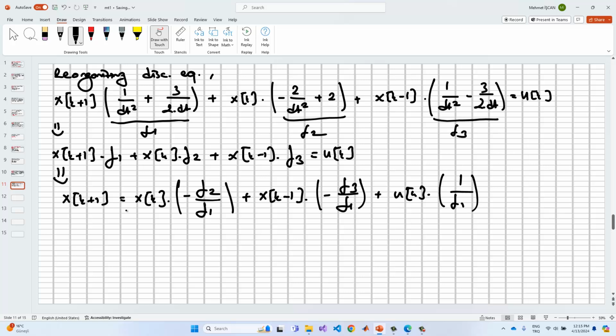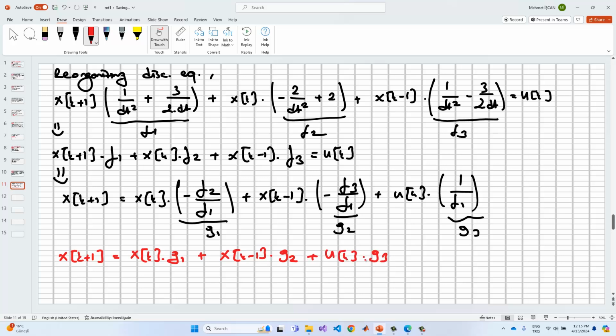divided by f1, plus uk is simply divided by what? The f1. For simplicity, we can assign other terms, g1, g2, and g3. Okay, and so we can say that xk plus 1 must be equal to what? The xk times g1 plus xk minus 1 g2 plus uk times g3. Okay, this is the difference equation which is expanded with the centered difference equations.